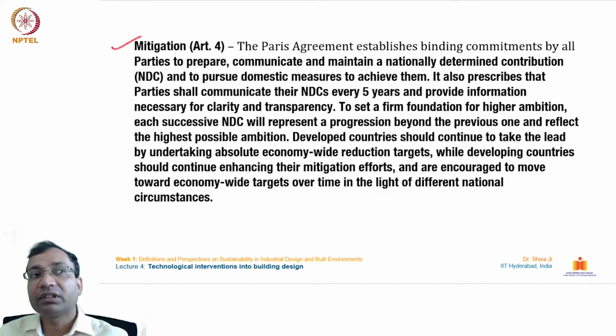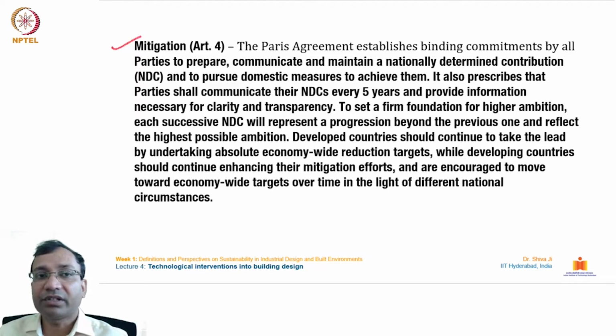Mitigation, Article 4. The Paris Agreement establishes binding commitments by all parties to prepare, communicate, and maintain a nationally determined contribution (NDC) and to pursue domestic measures to achieve them. It also prescribes that parties shall communicate their NDCs every 5 years and provide information necessary for clarity and transparency. To set a firm foundation for higher ambition, each successive NDC will represent a progression beyond the previous one and reflect the highest possible ambition.